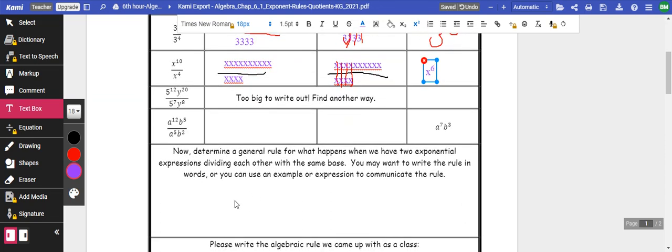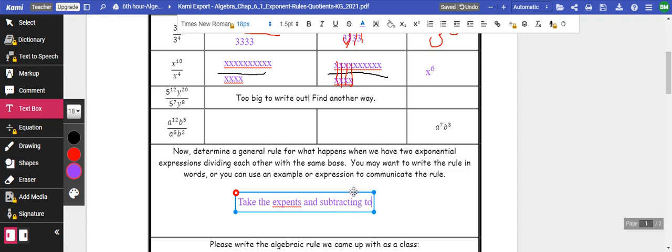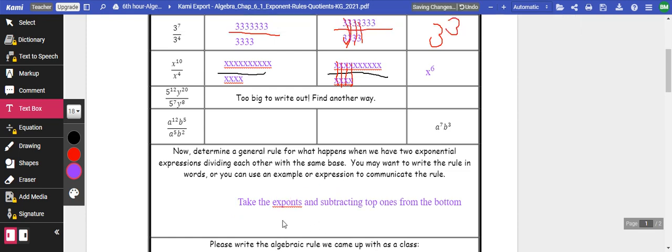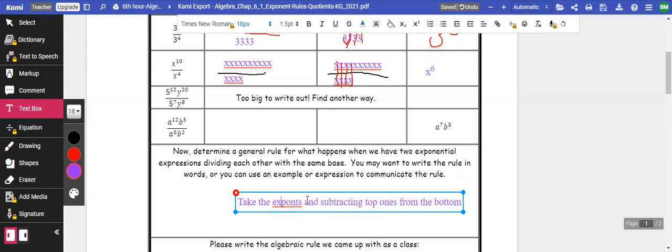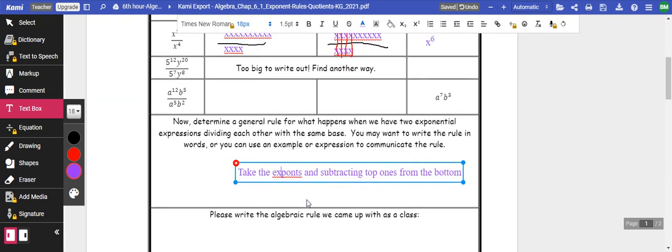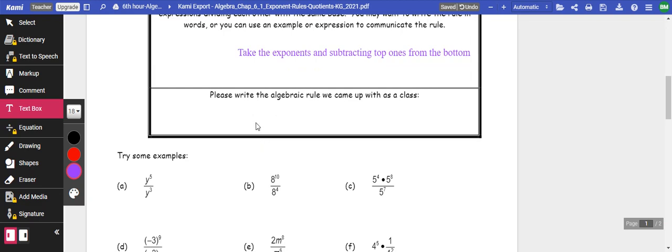So let's look at what the rule is here. What is going on is we're taking the exponents and subtracting the top from the bottom. Taking the exponents and subtracting top from bottom. Top ones from the bottom. Okay, let's see if I can change this. Cannot spell exponents, guys. I'm sure it's in there. There we go.